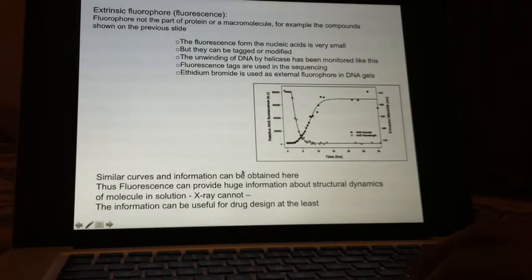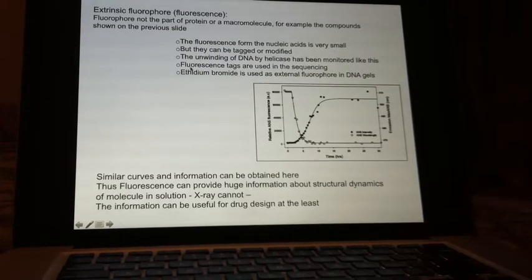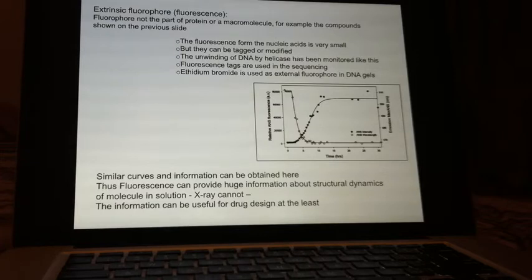Similar curves and information can be obtained from extrinsic fluorophores, as I showed for the intrinsic fluorophores. Thus, fluorescence can provide huge information about the structure and dynamics of the molecule in solution that X-ray cannot, and this information can be useful for drug design. I cannot go into the details in this short lecture, but there is a whole lot of information that we can get from the structural dynamics of the molecule that is very useful.